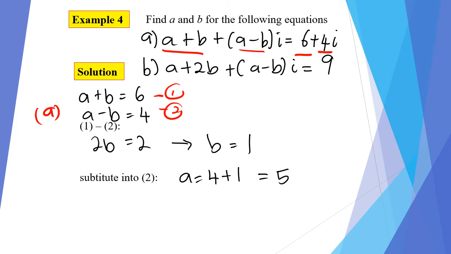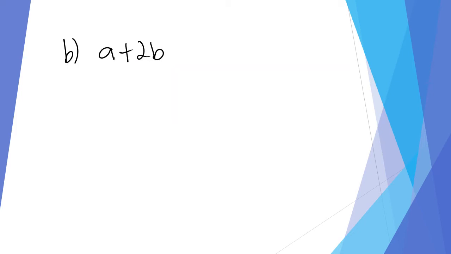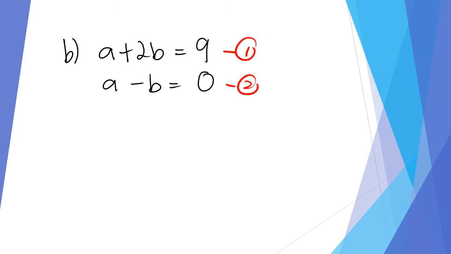Okay, for question B, we have a plus 2b equal to 9 for the real part. So this is the first equation, and then a minus b equal to 0 for the second equation. To solve these two equations, we use simultaneous equations.